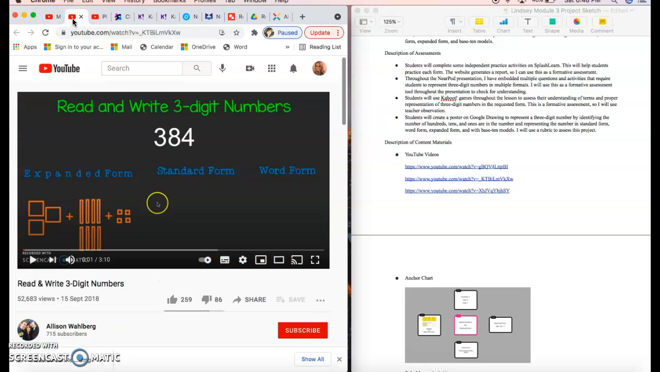This is read and write 3-digit numbers. That is the second YouTube video I selected. It gives a 3-digit number. I like right here where it shows the models, because models are that pictorial representation of a 3-digit number, which is how they will learn to write numbers in expanded form. It will also go over the standard form and word form as well.